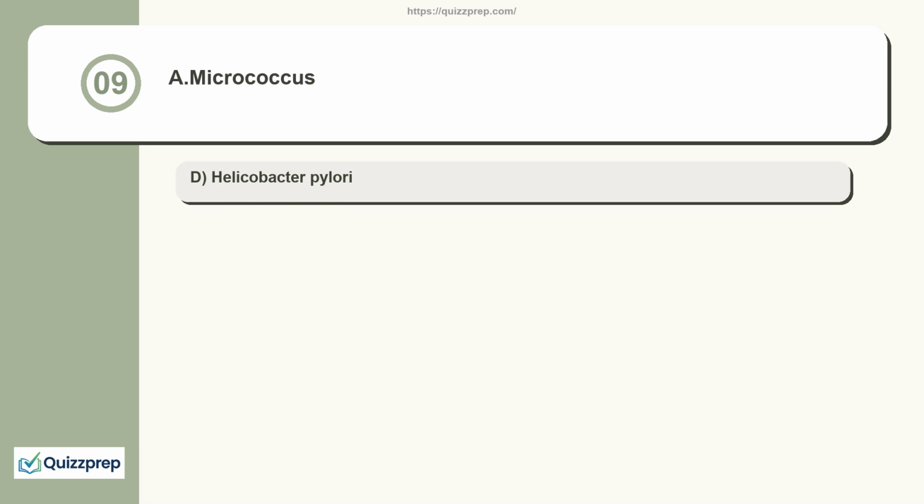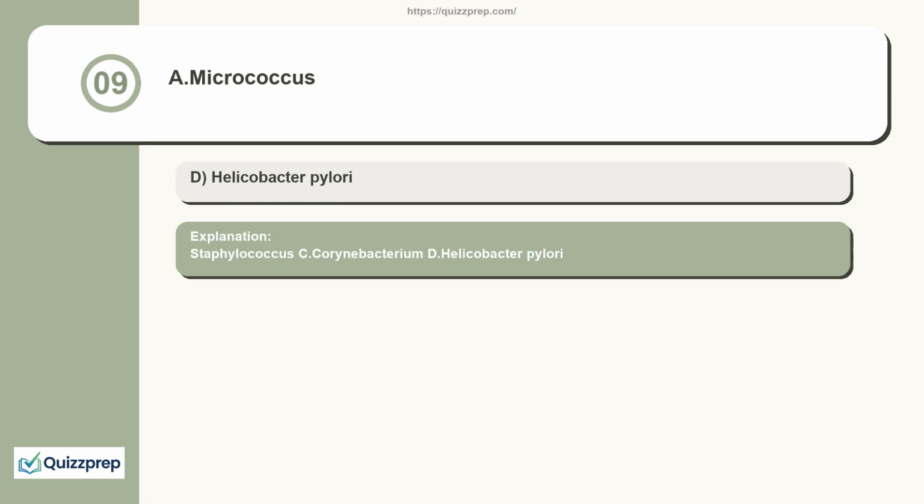Question 9. A. Micrococcus. B. Staphylococcus. C. Corynebacterium. D. Helicobacter pylori.